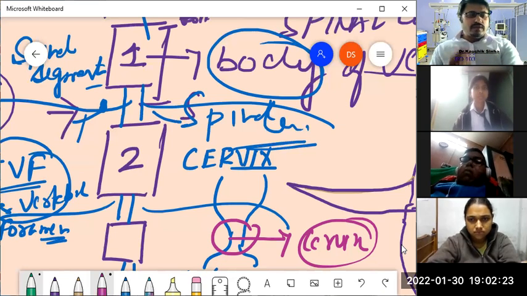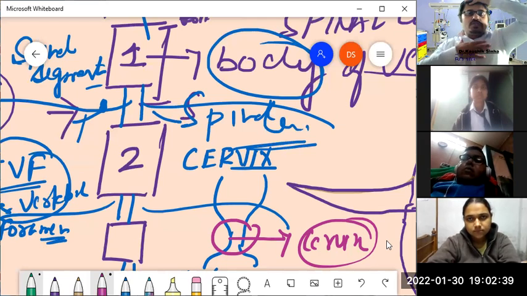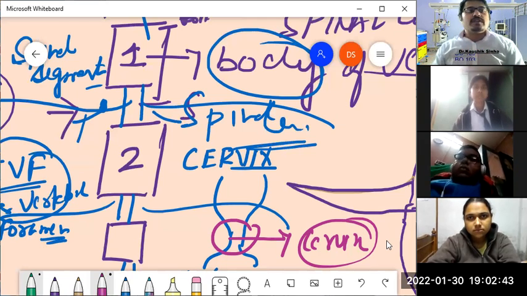So cervix means a relatively narrowed area present in between two broad areas. That is the concept of cervix. Now, since this head is a broad area, and this chest is an even broader area, in between these two broad areas, the narrowed area is to be termed as cervix.